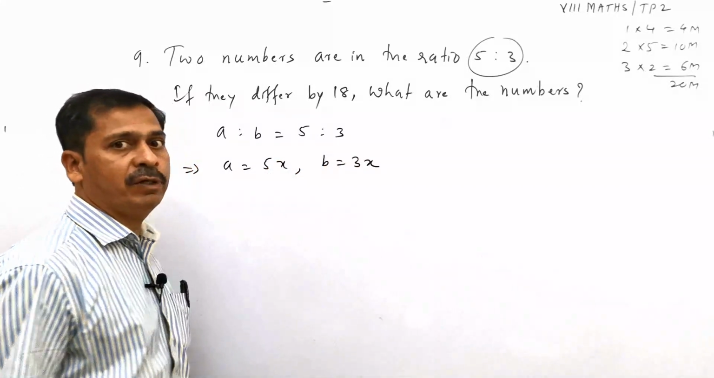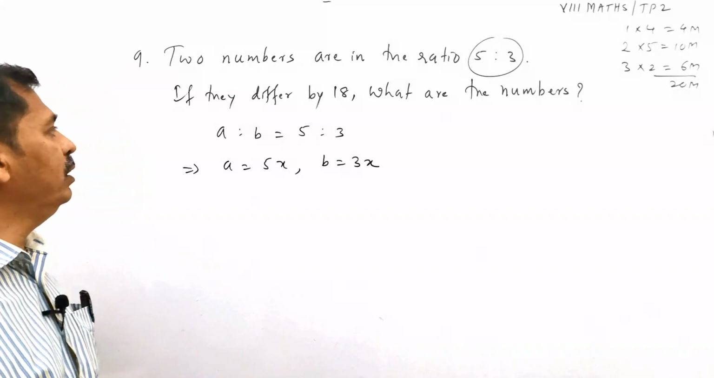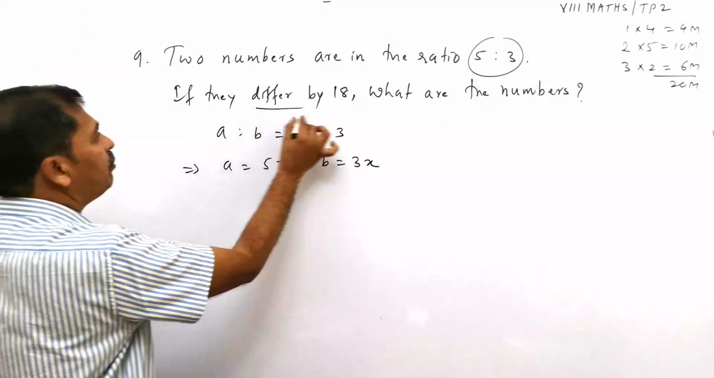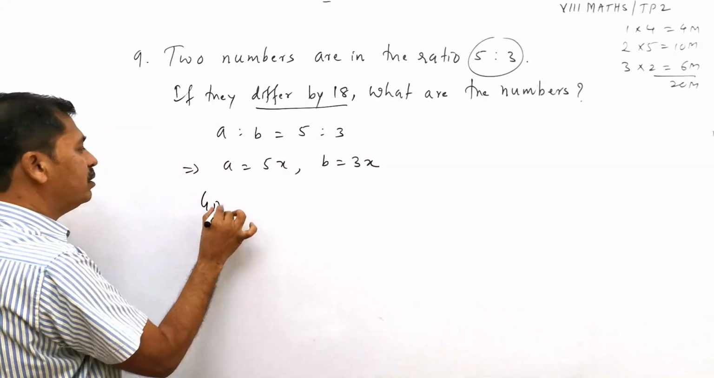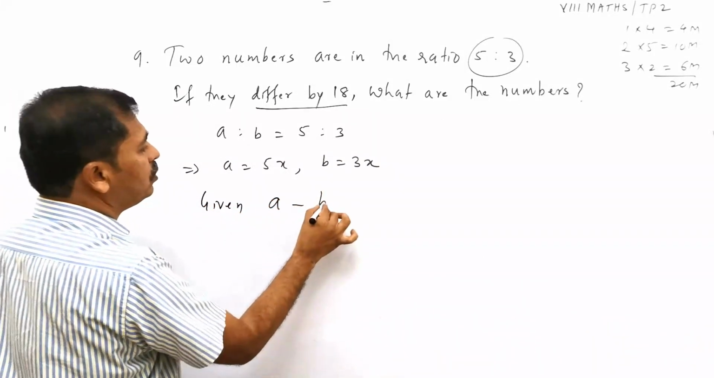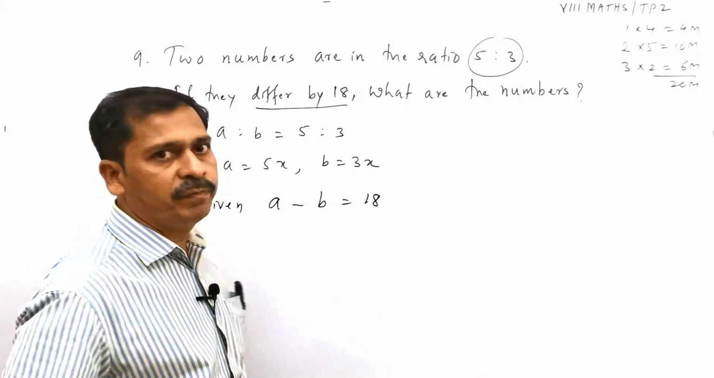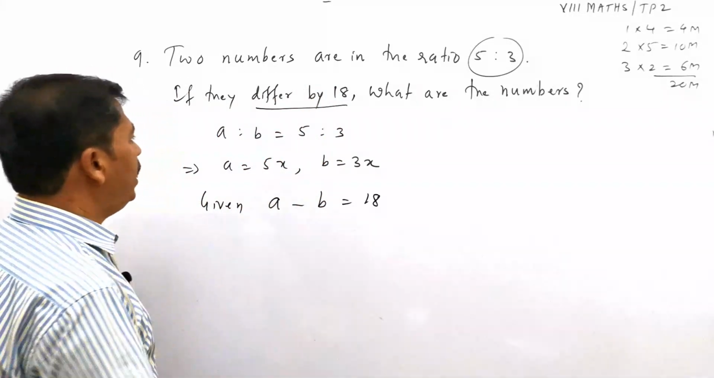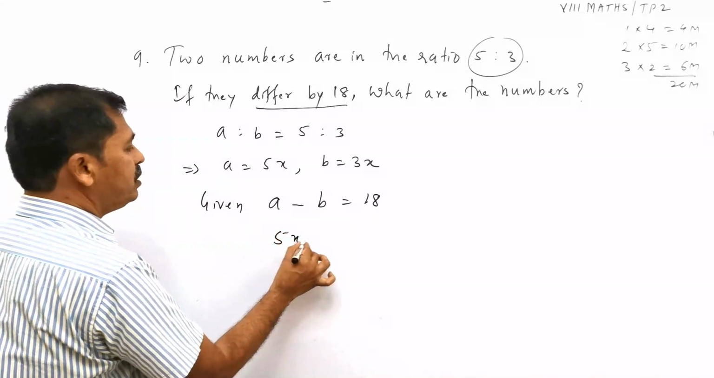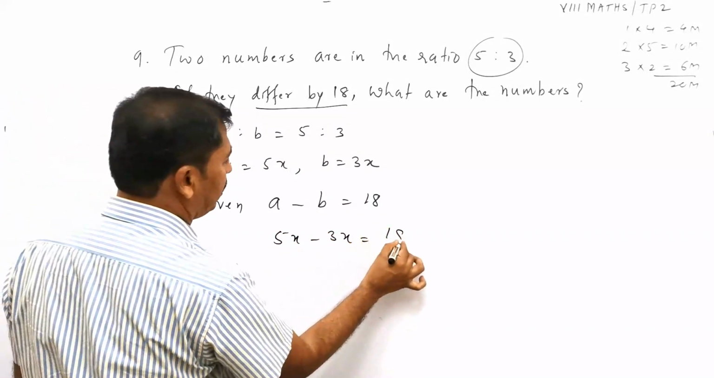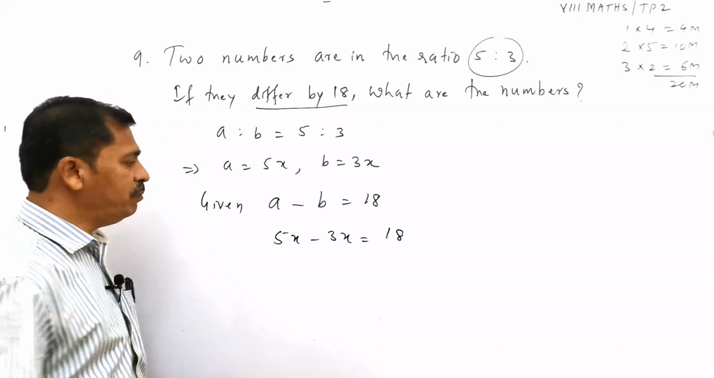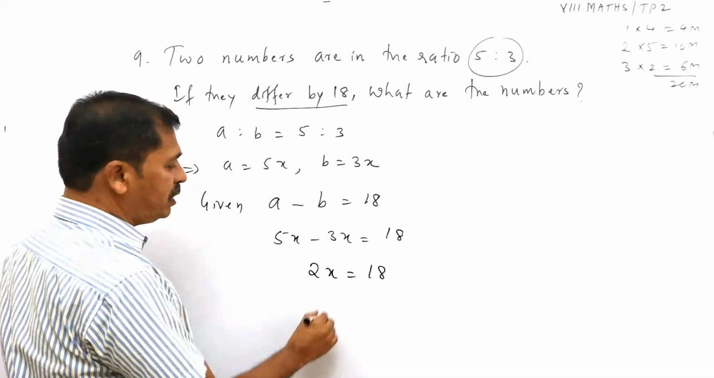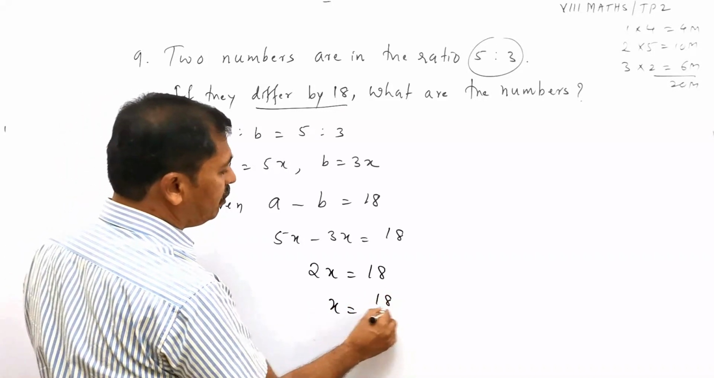The ratio has been given, not directly 5 and not directly 3. 5x and 3x you have to take. But what is given, they differ by 18, means the difference between these two is equal to what here? 18. The difference between the 2 numbers must be equal to 18. So a is 5x, b is 3x, this is equal to 18. Take the difference, very simple work. 5x minus 3x is 2x. 2x is equal to 18. So x is equal to what you are getting? 18 divided by 2 you are getting.